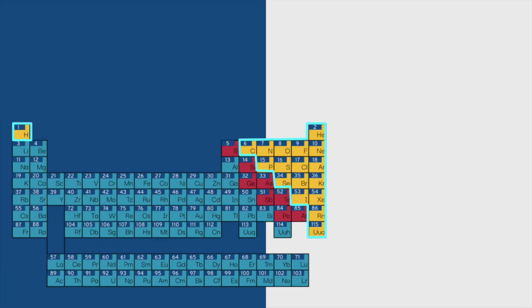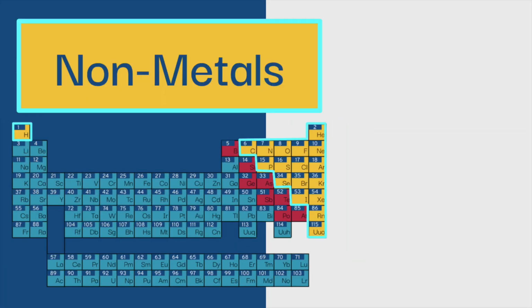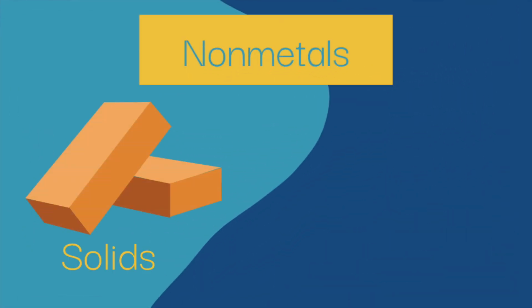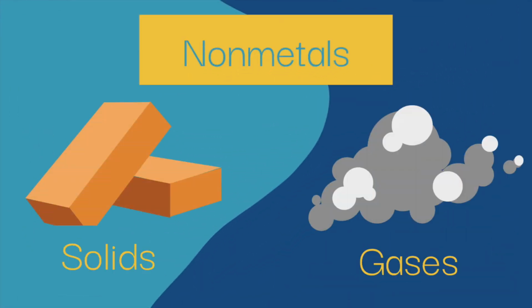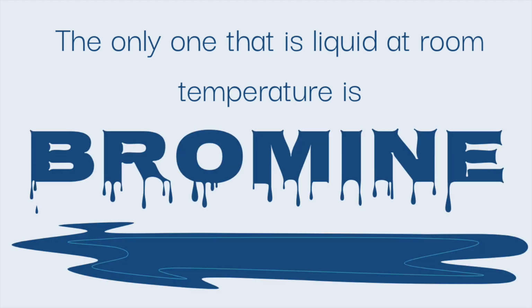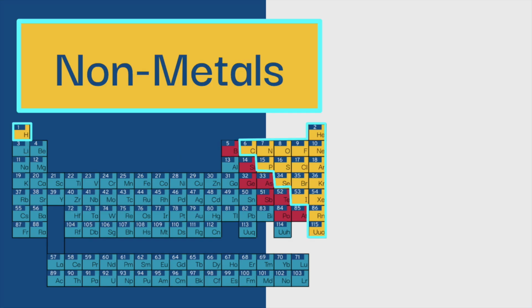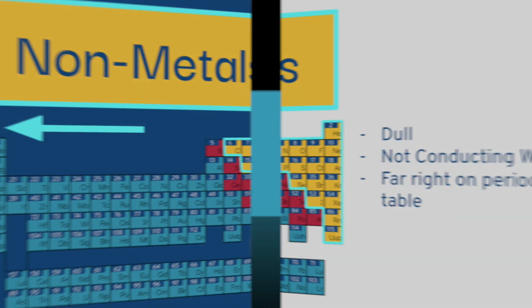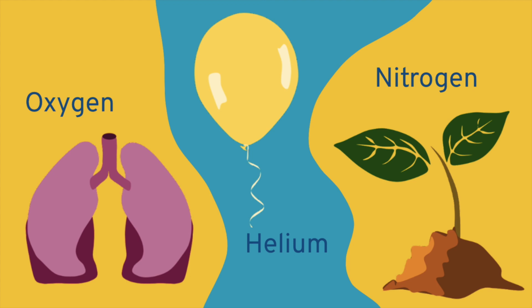The next category of elements is nonmetals. They are shown in yellow on the periodic table. Nonmetals can either be solids or gases at room temperature. The only one that is liquid at room temperature is bromine. Their qualities include being dull in appearance and not conducting well. Most of the nonmetals are to the far right on the periodic table, with the exception of hydrogen, which is over to the left. Important gases to note, which are included in this category, are oxygen, helium, and nitrogen.